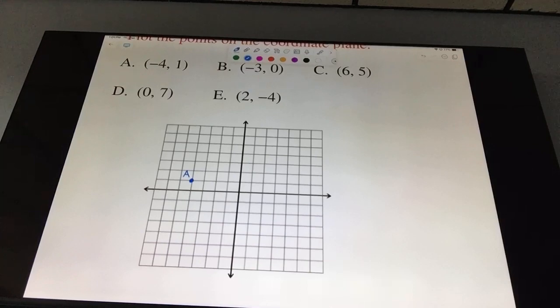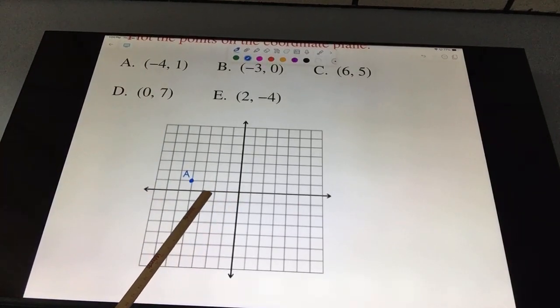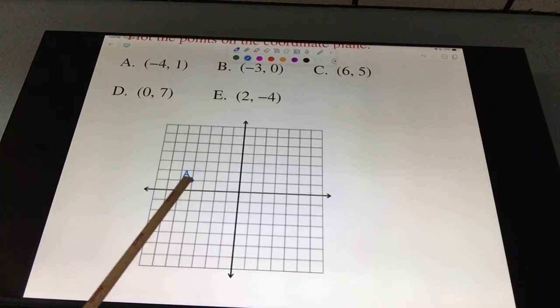All right, point A, negative 4, positive 1. So X is negative 4, so we're moving this way first, negative, and then positive 1, that's up 1, so that's point A. Point B, negative 3, 0. So to the left 3, but don't go up or down. So that should be your point B.